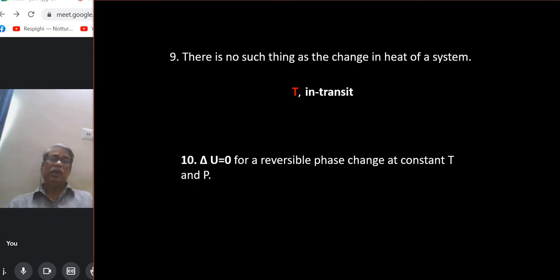Delta U equals 0 for a reversible phase change at constant temperature and pressure. No, it is actually delta G, not delta U. Of course, delta U can be 0, but that is under different conditions, not at constant temperature and pressure.